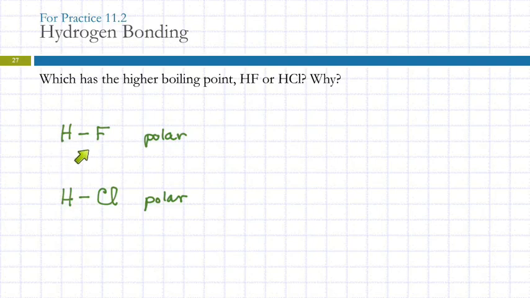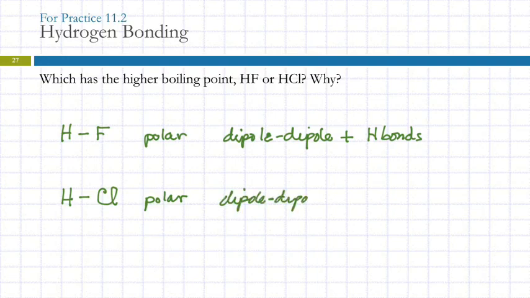Does HF have hydrogen bonding? Yes, it does. So, because it's polar, we have dipole-dipole forces, and we've got hydrogen bonds. The HCl is just dipole-dipole. Stronger attraction, higher boiling point. So HF has a higher boiling point, because it has hydrogen bonding in addition to dipole-dipole forces. Okay?